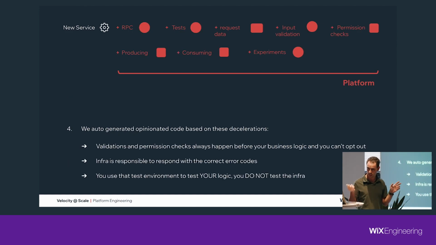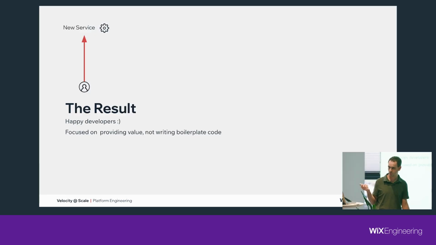And then we auto-generated opinionated code. Validation and permission checks happen before your code. The infra is responsible for the correct error codes, and you use the test environment to test your logic, and you never test the infrastructure. And the result: happy developers that, instead of working on wiring code and boring stuff, actually work on business logic and provide value to the users.